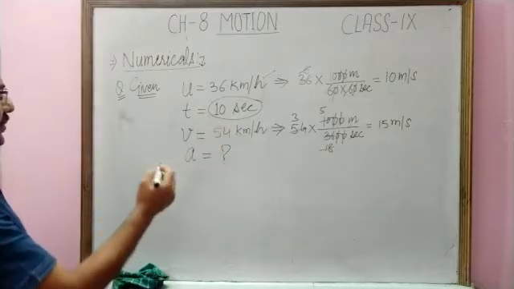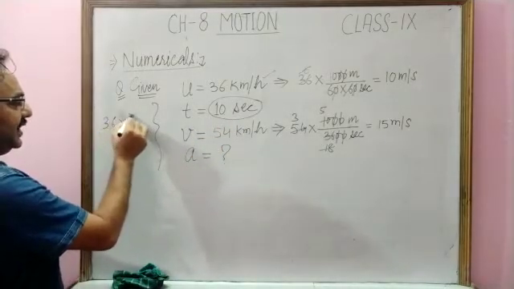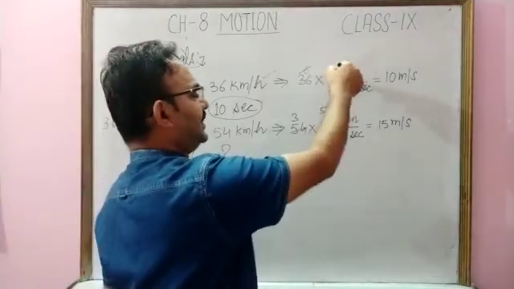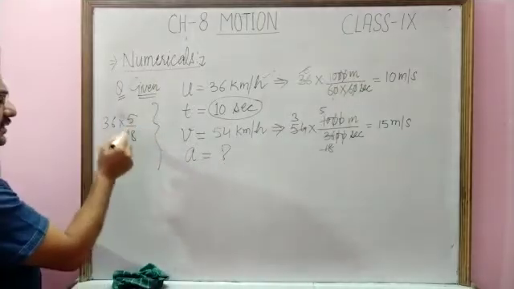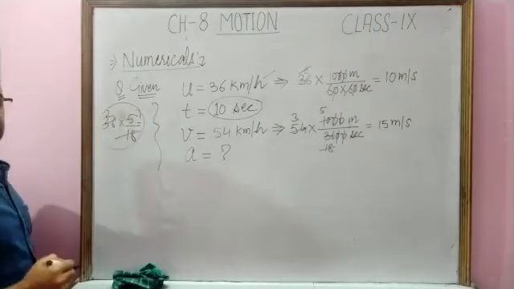Or directly you may write it like 36 into 5 by 18, because when you solve this one, you will get 5 by 18, so directly you can solve like this.